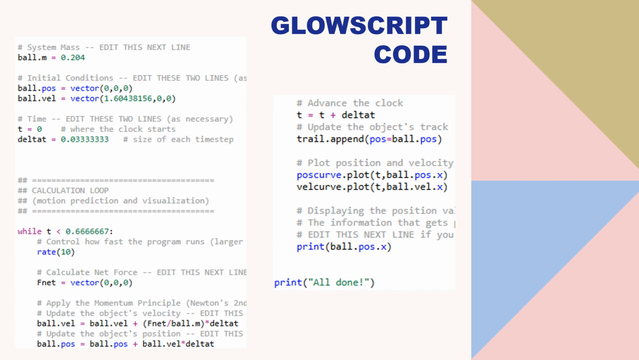I started by defining the ball's mass as 0.204 kilograms and input the initial position and velocity that I calculated earlier. The initial time was 0 and the time between frames was 0.03 repeating seconds. I set the loop to run until t reached 0.67 seconds because that's how long my Tracker observation period was. Because we assumed constant velocity, F net was set equal to 0. The new velocity was calculated using the velocity update formula, and then the new velocity was input to calculate the new position vector. Then these were used as the initial position and velocity at the next time t. The last two lines printed the data so I could export it to Excel for analysis.